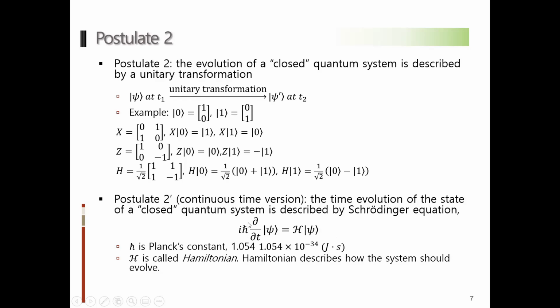Here, ħ is the same Planck constant which I mentioned on the previous page, and this H script is called the Hamiltonian. What we generally say is that the Hamiltonian describes how the system evolves. Probably this kind of equation still does not make sense to many of you, so let me give you some physical meaning of this equation.